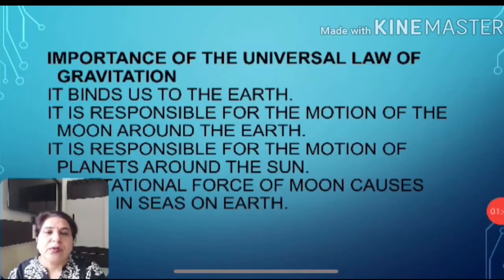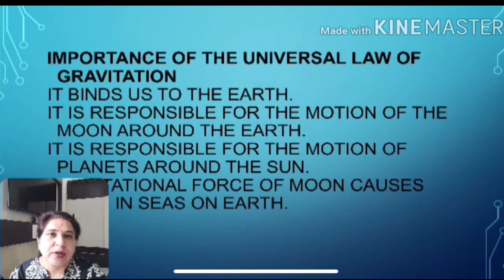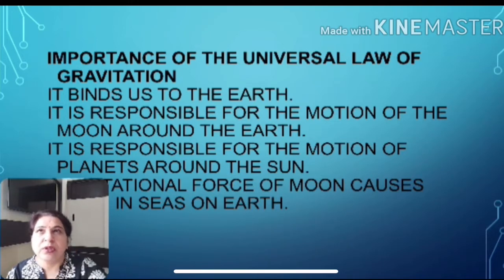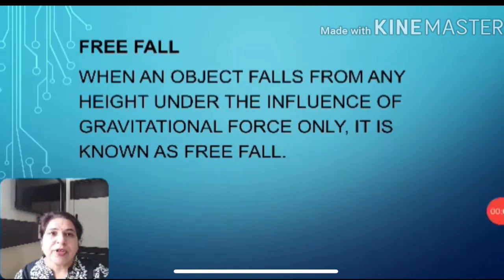Now, here are some importance of the universal law of gravitation. We are standing on Earth because of gravitational force, and this gravitational force is responsible for the motion of the Moon around the Earth. If an object is falling from a height under the influence of gravitational force only and no other force, then it is called free fall.